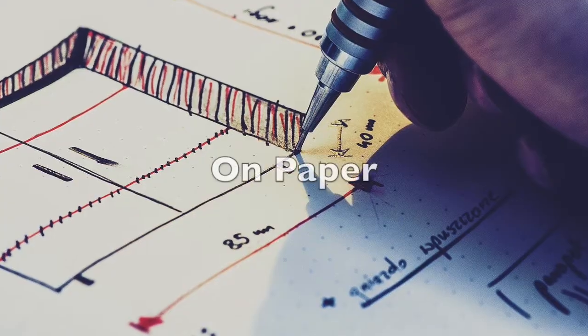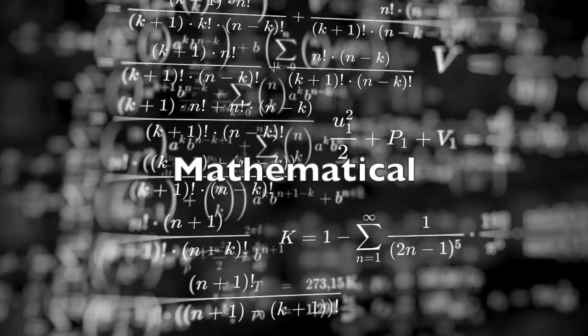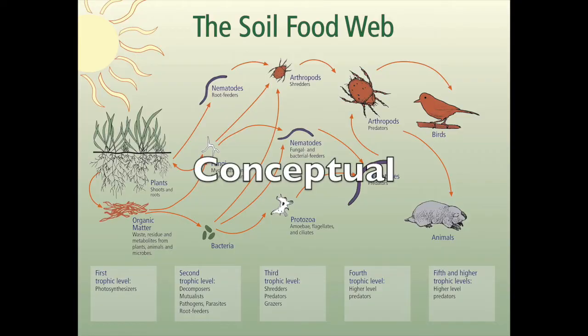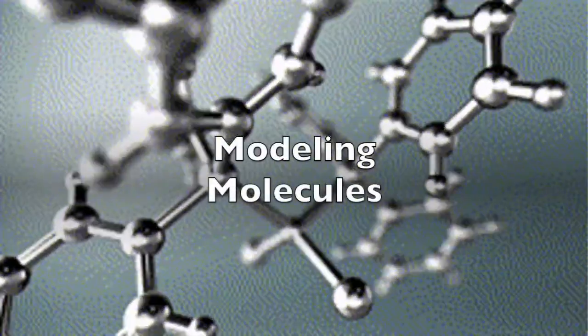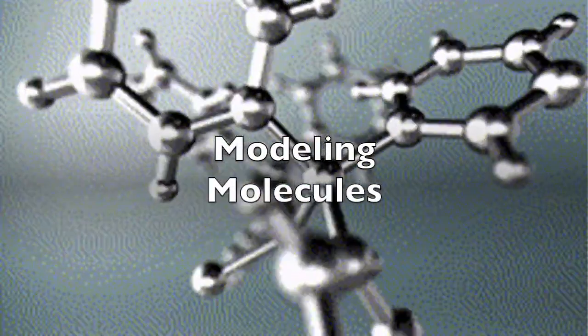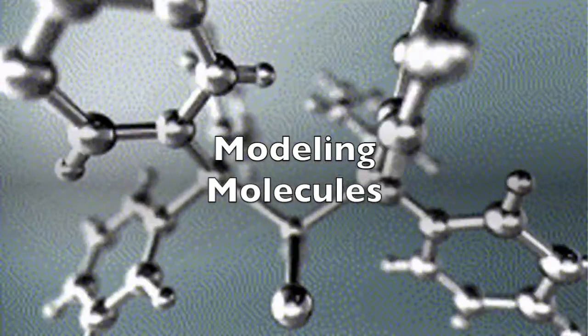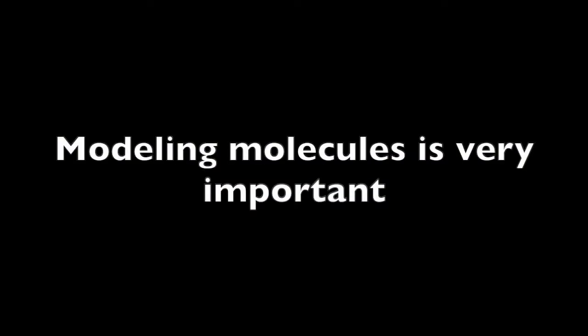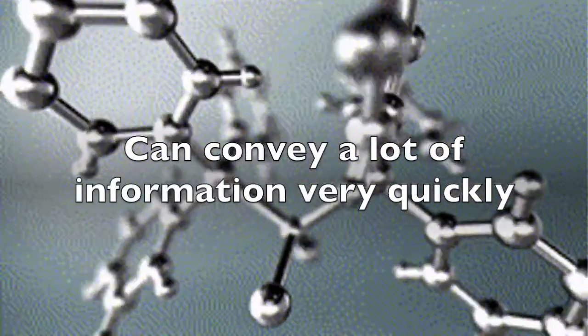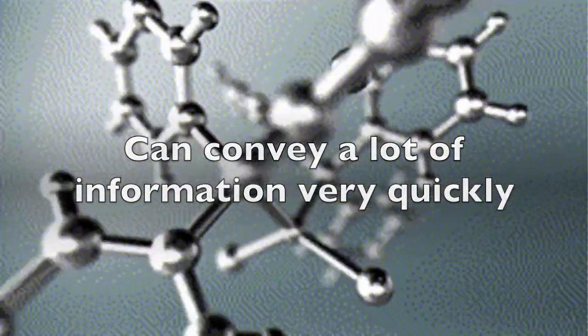They can also be on paper or mathematical or even conceptual, like this diagram of a food web. In this video, we'll be talking about several different ways that scientists model molecules. Modeling molecules is very important if you want to really understand them. After all, they're so tiny we can't see them. A molecular model can convey a lot of information very quickly.